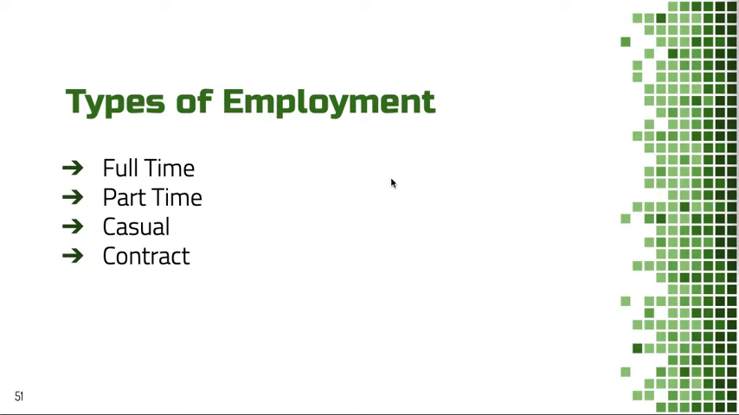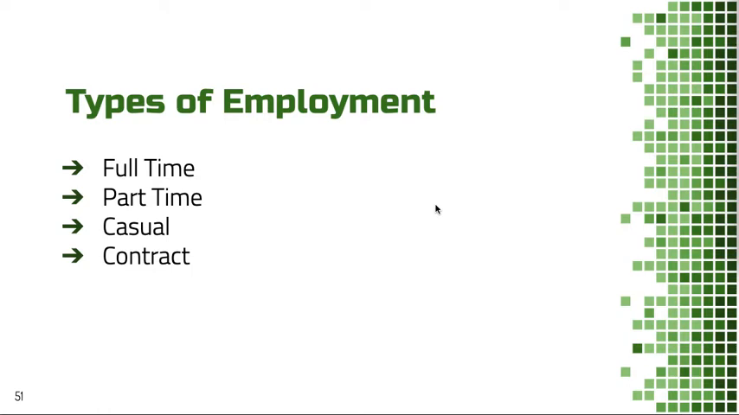Then we have casual. Casual is someone that gets paid by the hour. They don't have a full-time job. They don't get annual leave. They don't get sick leave. And to compensate them for that, they get paid a little bit more, what we call casual loading. So if a full-timer earns $20 per hour, a casual might earn $21 per hour. And that extra $1 an hour is equivalent to the amount of money that would normally be put aside by a company to pay for their annual leave or to pay for their sick leave.